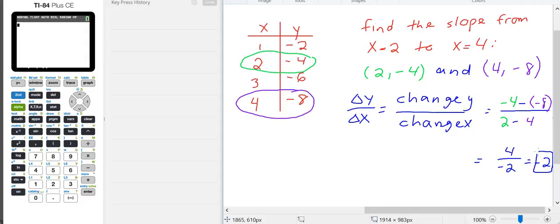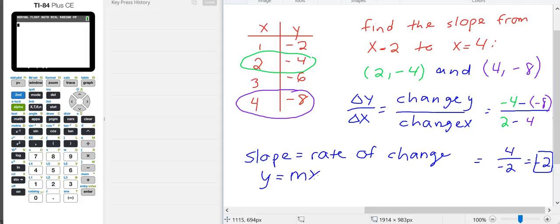So just in summary, whenever you're asked to find the slope or the rate of change, the slope and the rate of change are the same thing. You'll want to find the change in the y values over the change in x values. If you have a graph, you can just count boxes. If you have a table or 2 points, you're going to want to subtract the y values and subtract the x values.